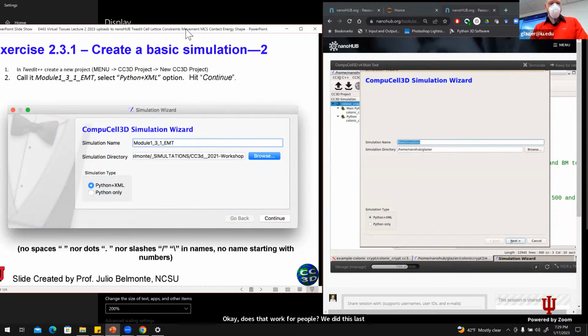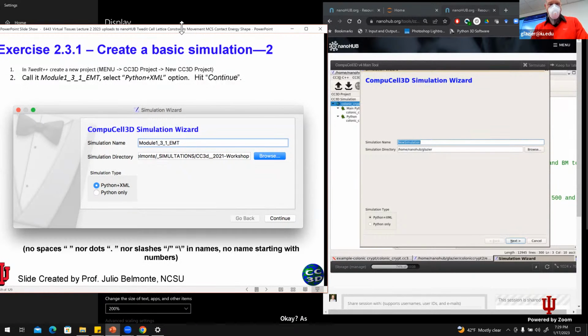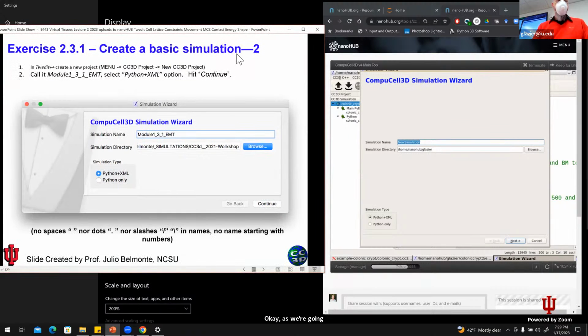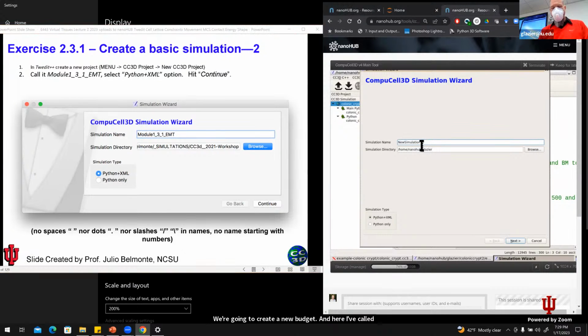Okay, and we're going to create a new module, and here I've called it module 1.3.emt, but I'll just call it EMT for the moment. Remember, when you create a simulation name, don't start it with a number, and don't use special characters except underscores in your name, especially if you're on nanoHUB. Okay, so we're going to create a new simulation. Next.